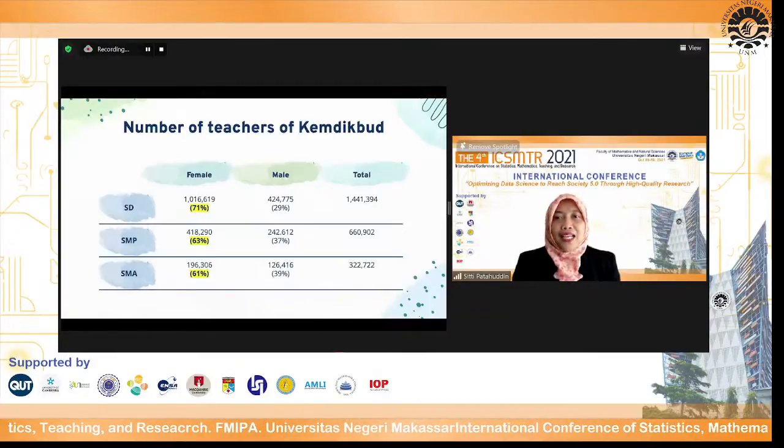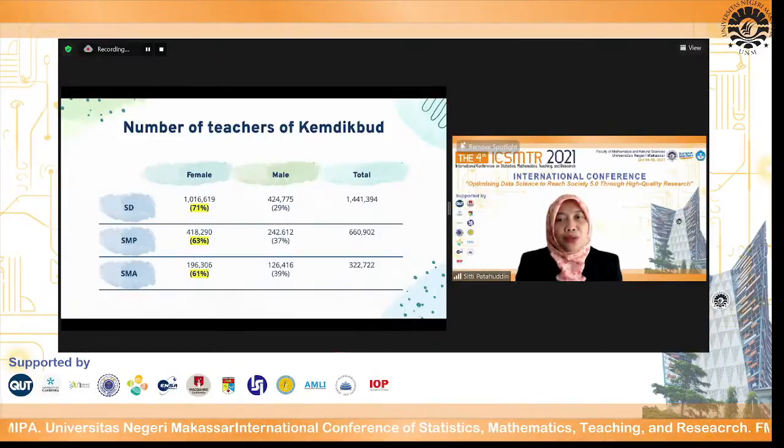Nah, guru ini laki-laki dan perempuan. Nah, sekarang coba lihat datanya ya. So SD for elementary school 71% guru perempuan. Okay, junior high school 73% guru perempuan. High school, senior high school 61% guru perempuan.